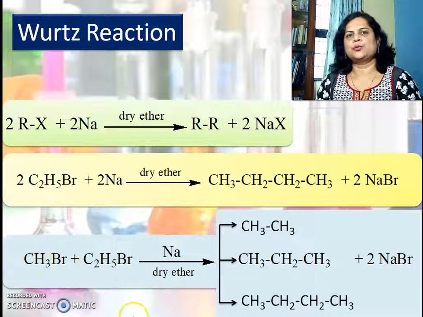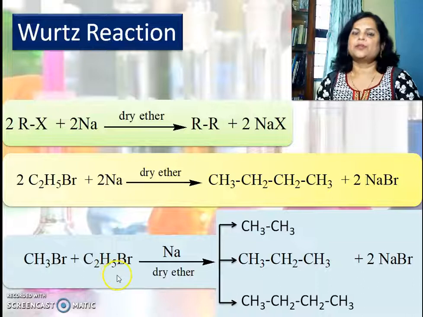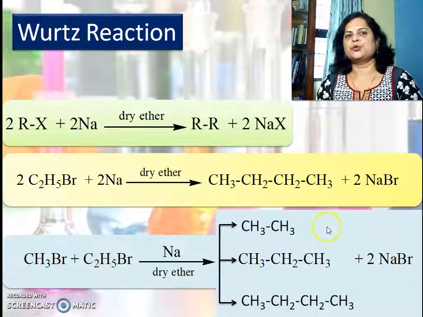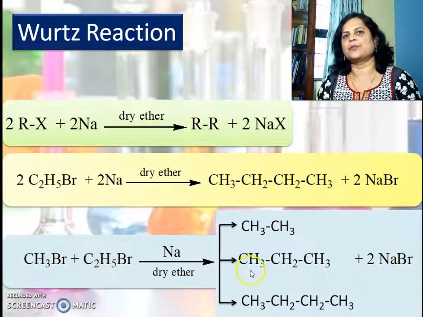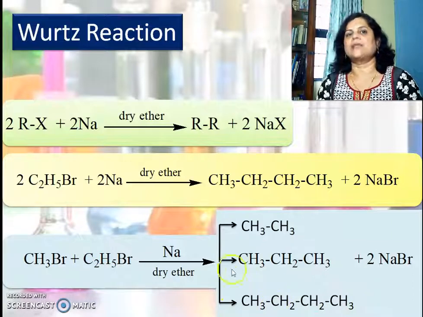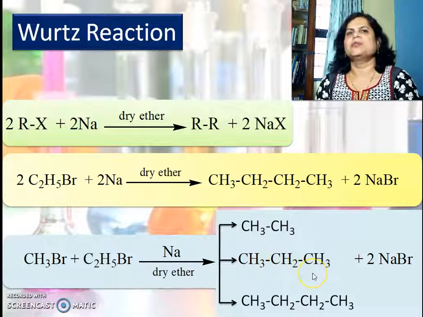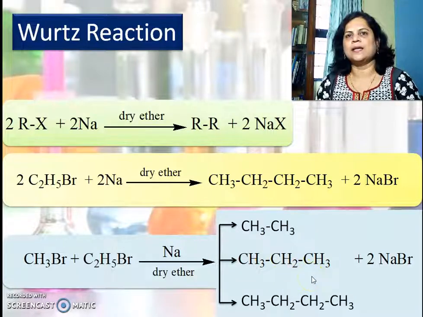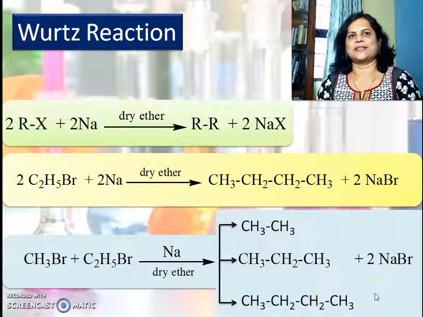Suppose you are using here 2 different alkyl halides, like methyl bromide and ethyl bromide. So what happens in that reaction? The possibility of formation of alkanes is more, because methyl bromide itself reacts with methyl bromide, formation of ethane. If ethyl bromide reacts with itself, formation of butane, and methyl bromide and ethyl bromide combine with each other, formation of propane. Means if you are using 2 different alkyl halides, we get a mixture of alkanes. So that is about the Wurtz reaction.